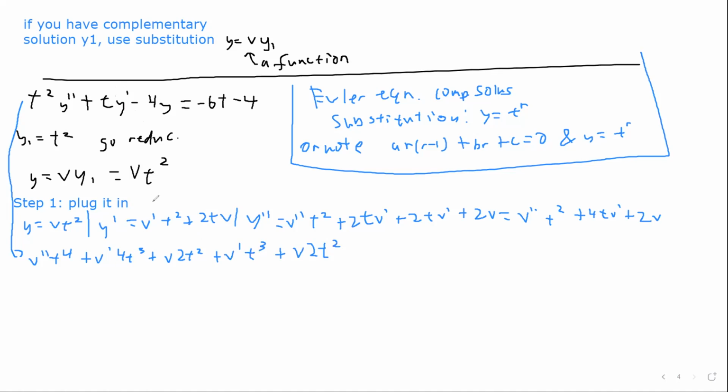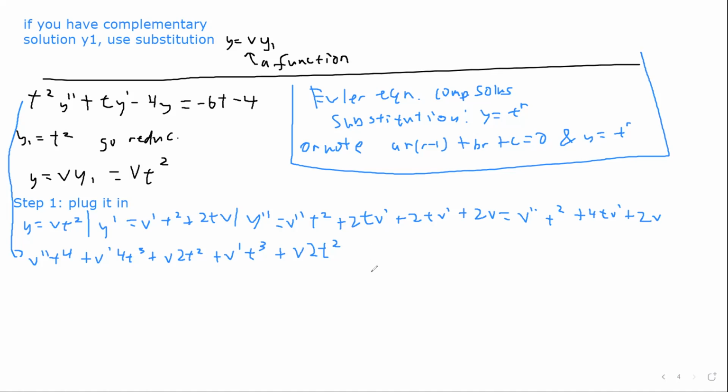Y prime, that's the derivative of y. So y is our substitution, so we've just determined the derivative of y. We use the product rule, v and t squared. Does that make sense? Okay, great. Yeah, because the derivative of v is v prime, because v is a function. I have to figure out the two derivatives, and then I can plug them into my equation, which is what I am now doing.